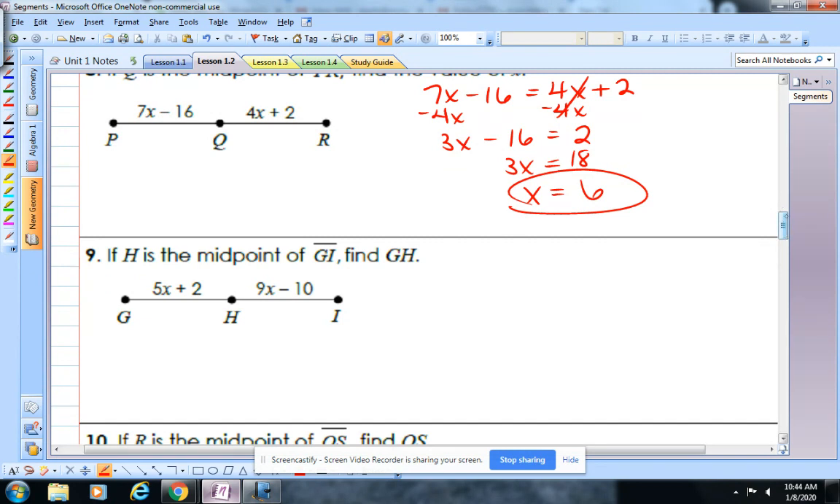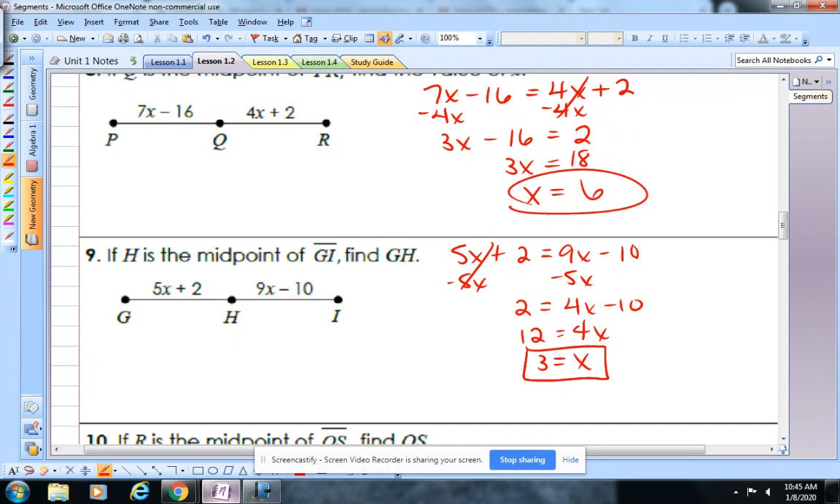Let's do number 9. So it told me H is the midpoint of segment GI. Find GH. So before I can find an individual segment, what do I need to find first? I got to solve for X. So since I know that H is a midpoint, how can I set it up to solve for X? Set them equal to each other. 5x plus 2 equals 9x minus 10. And I'm going to subtract 5x because I like to have positive x's. And then I add 10, I get 12 equals 4x. Are you getting x equals 3?